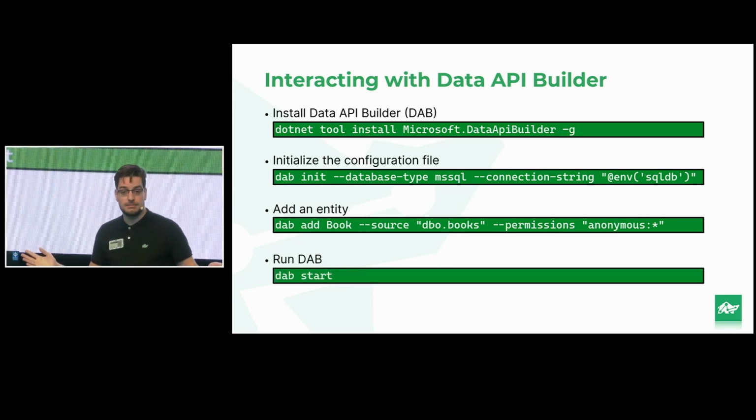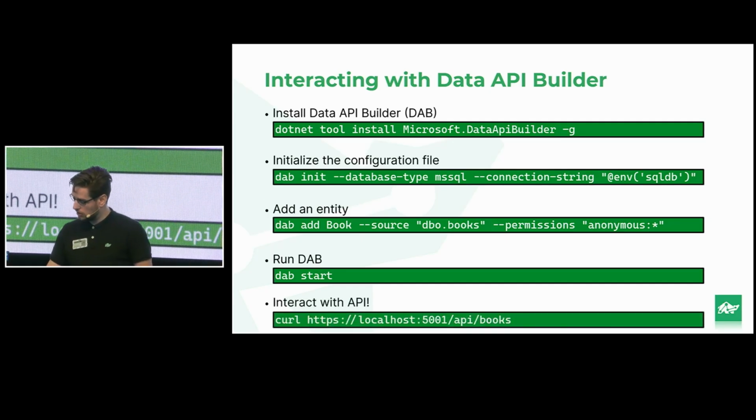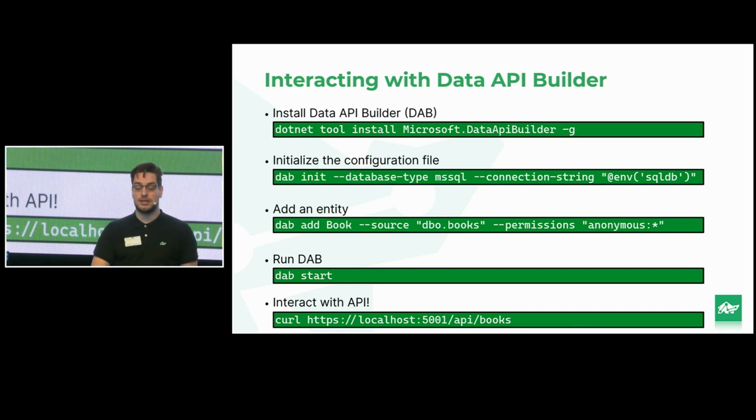And that's it. You run dab start, in milliseconds it starts up, and your API is ready. You can call curl, like https://localhost:5001/api/books, and in JSON, the contents of your table will be returned to you. And this saves you a whole lot of time for simple CRUD applications.